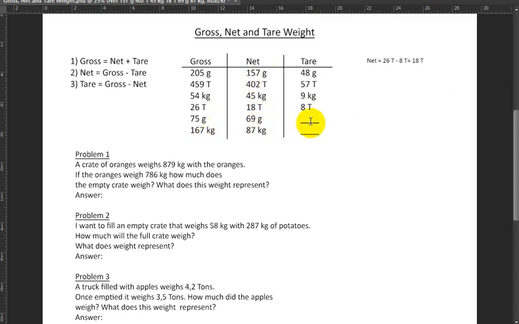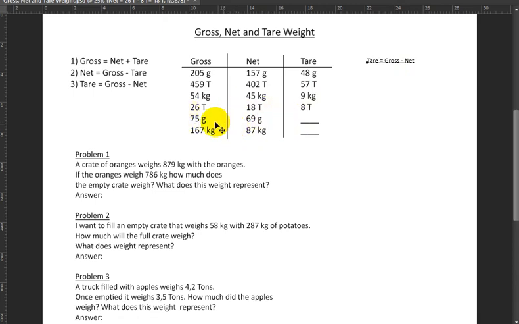In this line, we're no longer looking for the net weight. So again, I'm going to have to change formula. I want the formula that gives me the tare weight because that's the one that's missing. So that's this one right here, that the tare weight is equal to the difference between the gross weight and the net weight. So let's write that down. Tare weight is equal to the difference between the gross weight and the net weight.